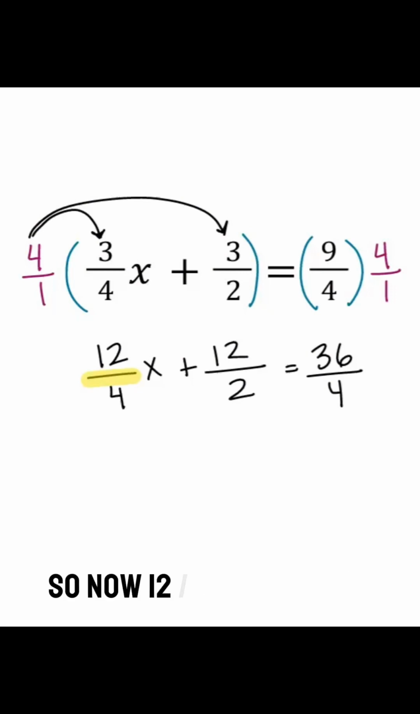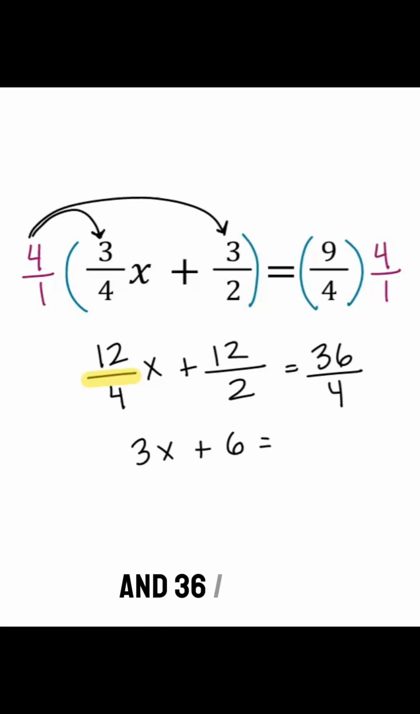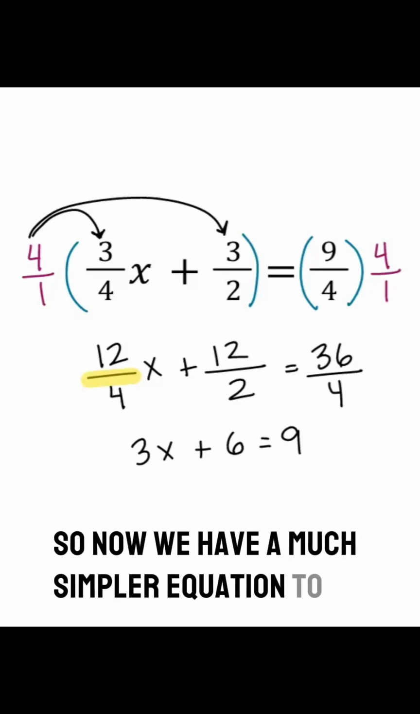So now 12 divided by 4 gives us 3x. 12 divided by 2 is 6. And 36 divided by 4 is 9. So now we have a much simpler equation to solve.